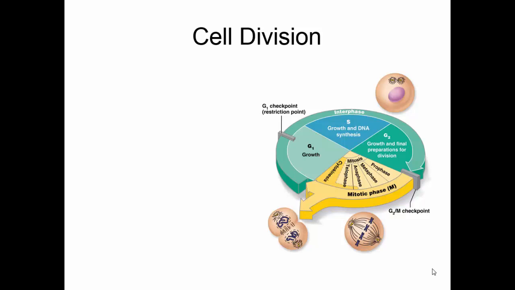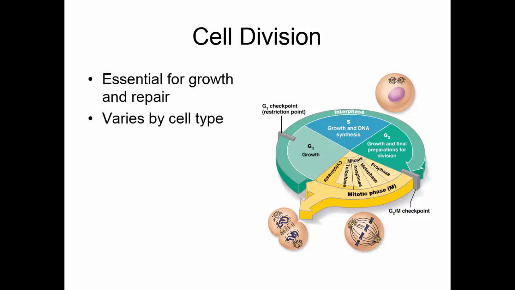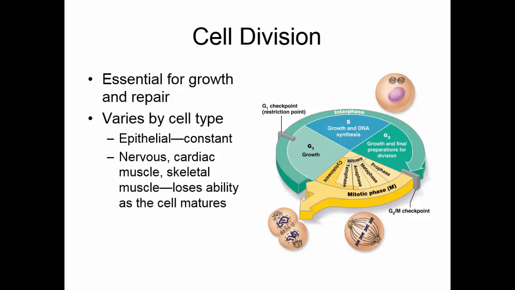Cell division is essential for growth and repair of tissues. How fast cell division occurs varies by cell type. Epithelial cells divide the most. They're pretty much constantly dividing. They can divide pretty much once a day. Nervous, cardiac muscle, and skeletal muscle cells lose their ability to divide. As they mature, they go into that G sub-zero phase and never pass that restriction checkpoint. Therefore, once these cells are damaged, we can't replace them with regular cells. We have to replace them with scar tissue.